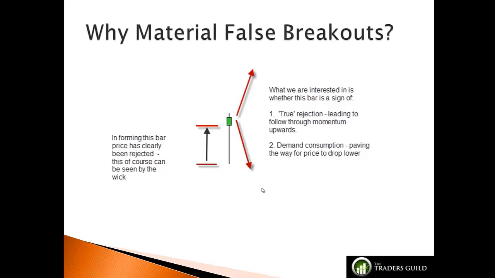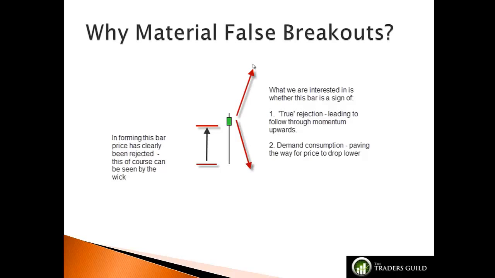And one of the ways we can conclude that a bar is more likely to be true rejection rather than demand consumption is the size of the false breakout, as well as the preceding price movements into the false breakout. A very strong downtrend and a tiny false breakout, for example, is more likely to be telling us that this bar is just demand consumption paving the way for a move down, okay. A sideways moving market and a materially sized false breakout that just stands out in terms of rejection is more likely to be true rejection and signal follow through momentum back up, okay?